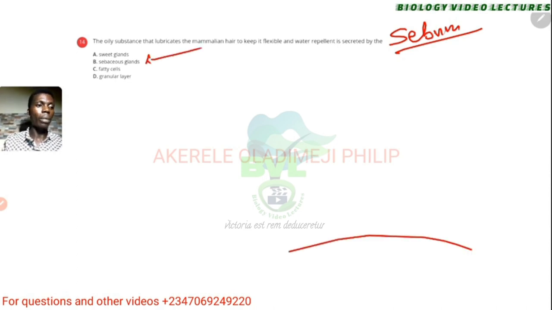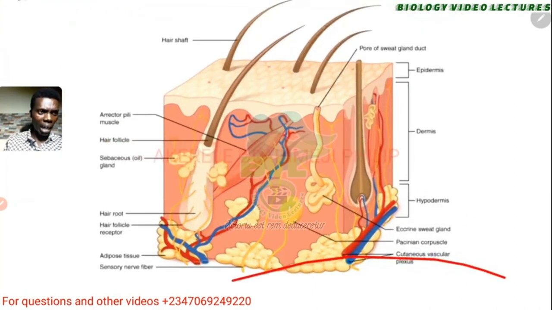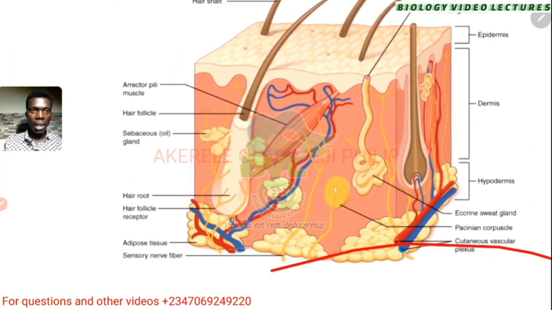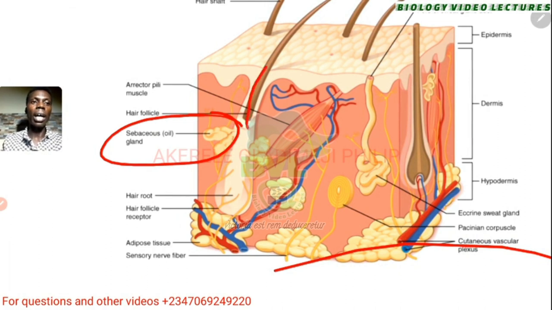Let me show you that. So this is the sebaceous gland. Yes, this is the sebaceous gland. This one secretes oil onto the hair and also to the surface of the skin, really. That helps a lot.